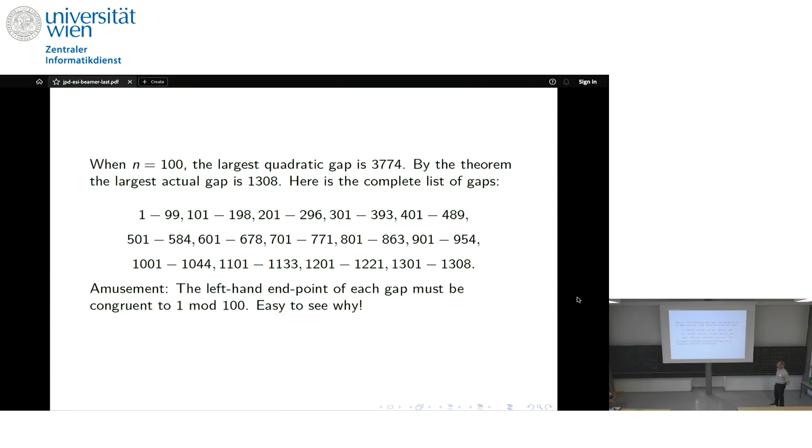Now you'll notice that the left-hand side of each of those intervals is always congruent to 1 mod 100. Why is that? Because if I had 100 variables here, the gap has to end, anyway, I won't say it, I'll let you amuse yourselves. Okay, so that's what you get when you have 100 variables.